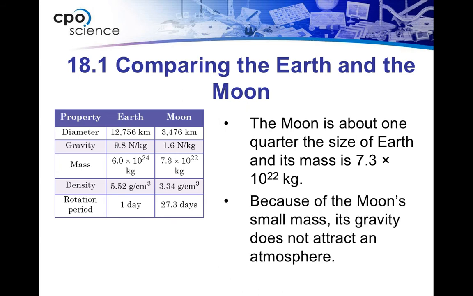All right, compare the Earth and the Moon. The Moon is about a quarter the size, and its mass is 7.3 times 10 to the 22nd kilograms, which you're not going to remember off the top of your head. So we can see here, far less gravity, far less mass. It's less dense. Its rotation is about 27.3 days, which once again gives us our moon phases, like the full moon, half moon, crescent moon, no moon.